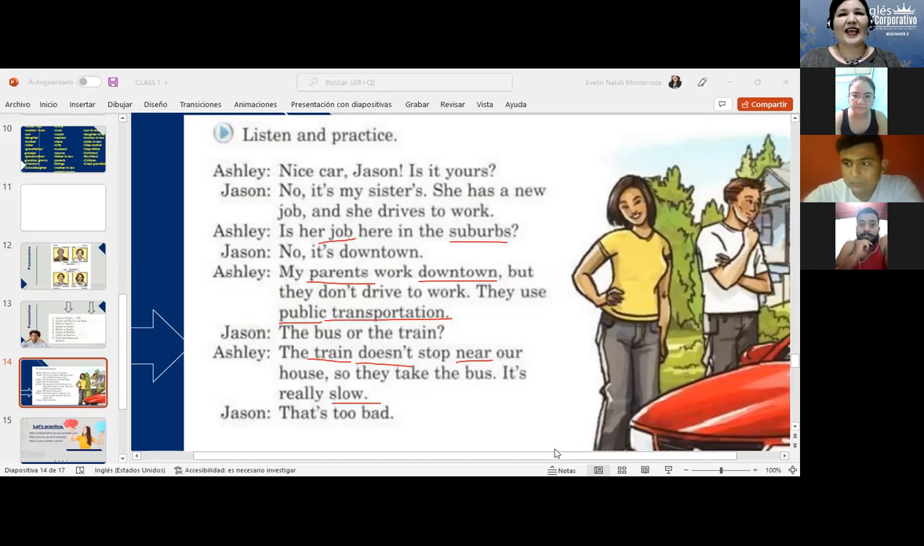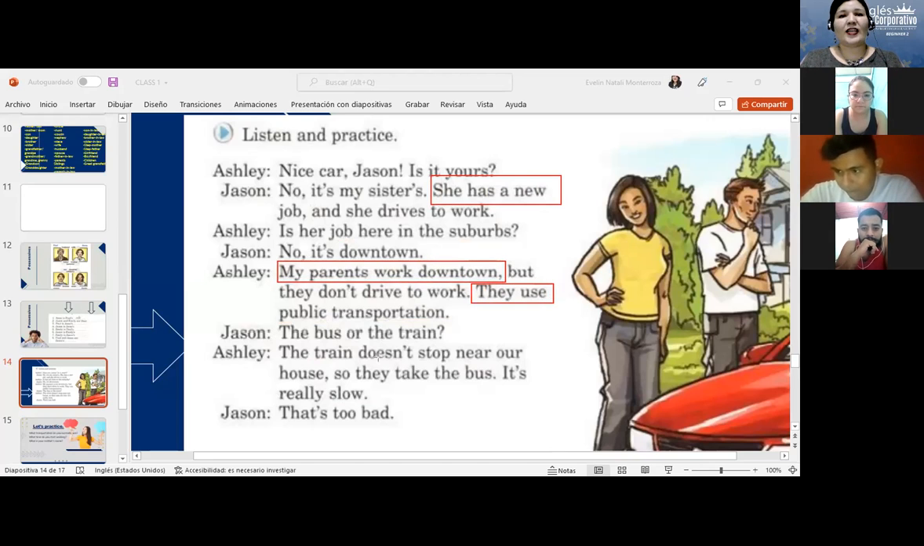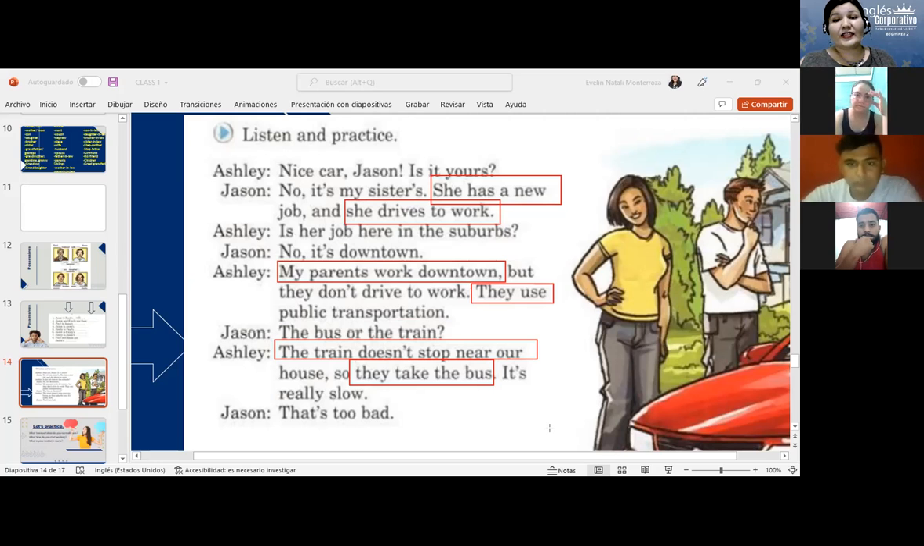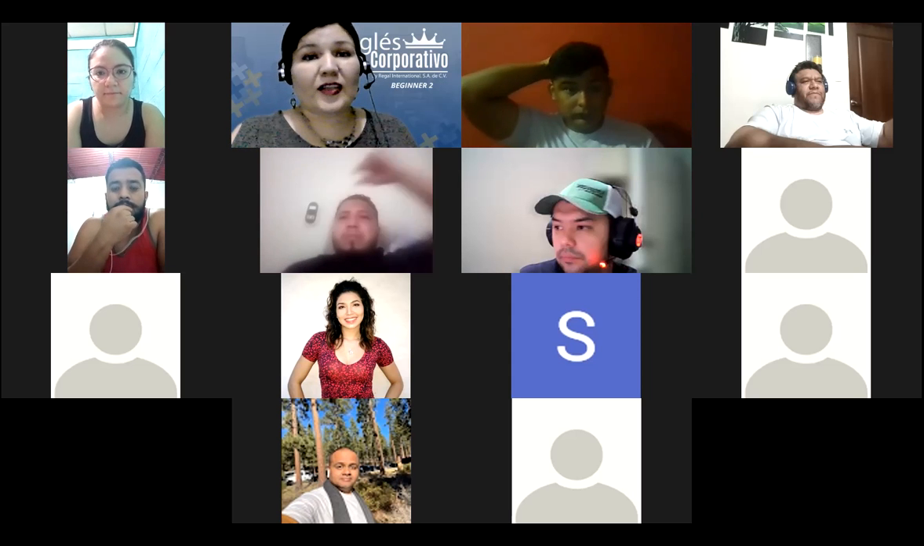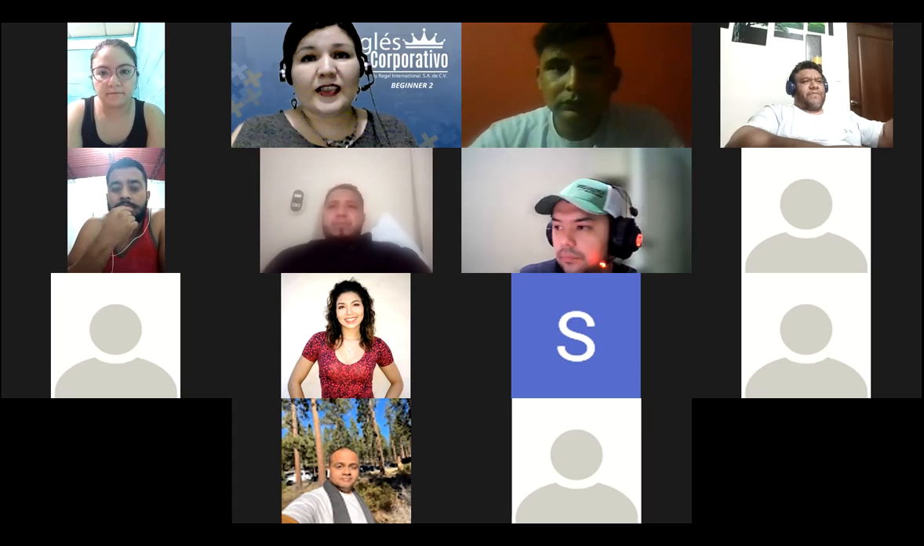Sentences with simple present that we have here in the conversation. For example, this one, she has a new job. And the next one, my parents work downtown, right? They use public transportation. The train doesn't stop near our house, so they take the bus. These are sentences with simple present because they are about activities that you do every single day. Another one that we have here, she drives to work, right? Those are different sentences that represent the use of simple present. Let me go a little bit deeper here. I think it is going to be on this one. Let me just check.